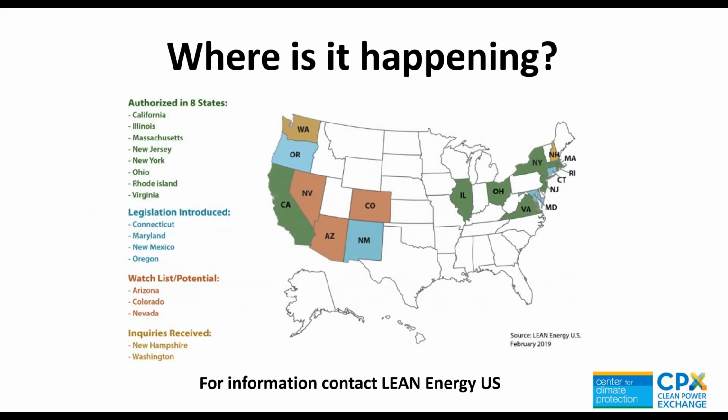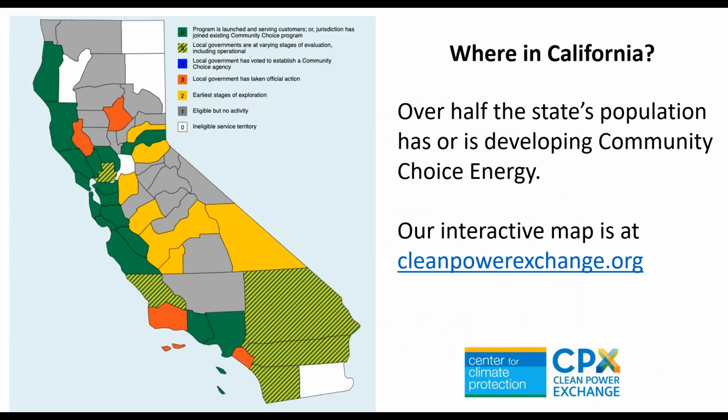And so our friends at Lean Energy US are working on expanding the community choice model nationwide. You can see that there are 8 states. This is a graphic from Lean Energy US. 8 states that currently have community choice law. It started in Massachusetts and came to California in 2002. There's legislation pending in 4 states, and Lean Energy is working to see it emerge in other states. So you can move to the next slide.